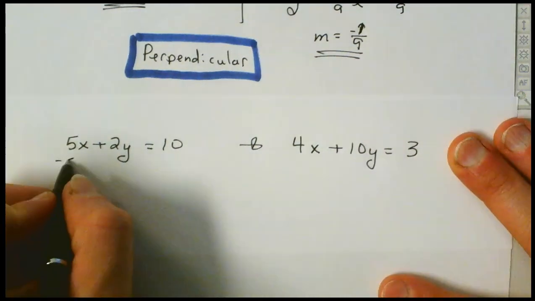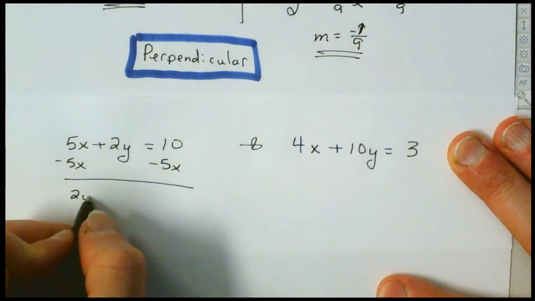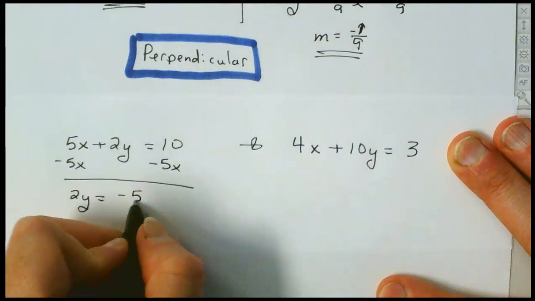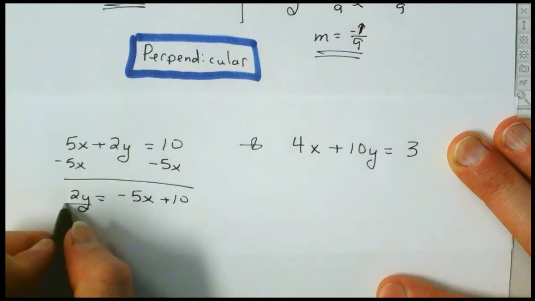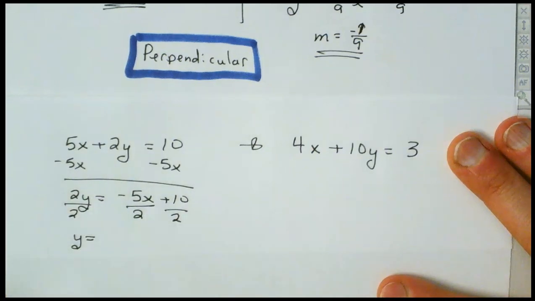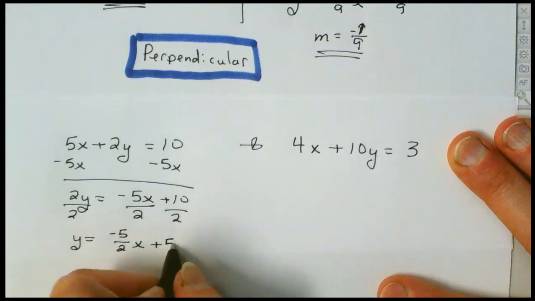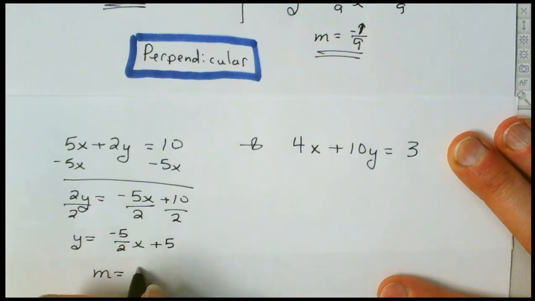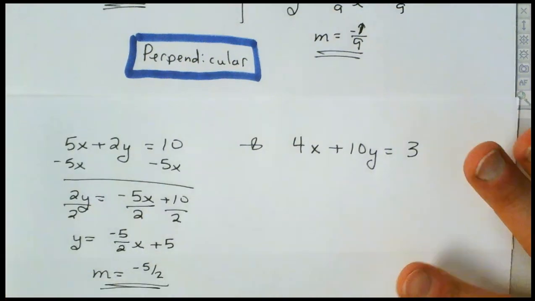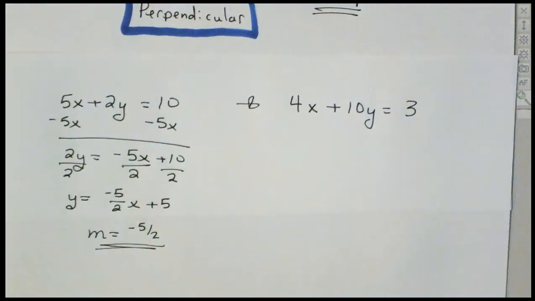So let's go ahead and take our first equation, move that 5x over. So 2y equals minus 5x plus 10. Divide by our 2. And y equals negative 5 halves x plus 5. So my slope is negative 5 halves. That 5x over, divide and reduce, and that gives you your first slope.